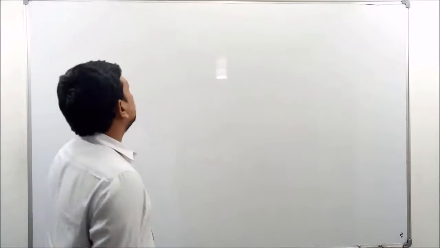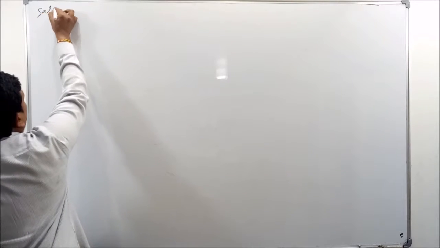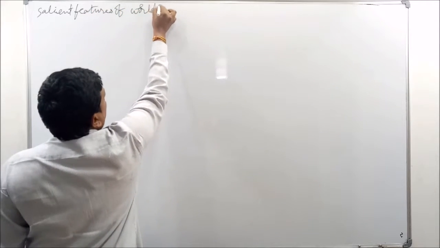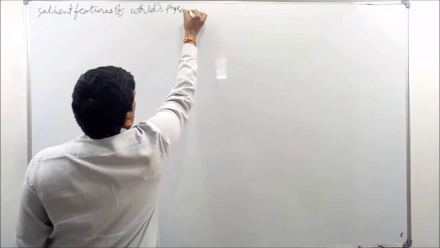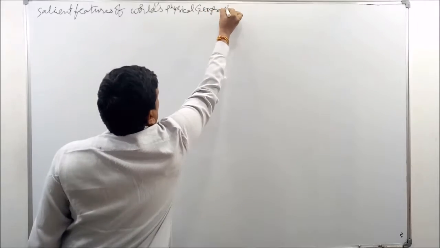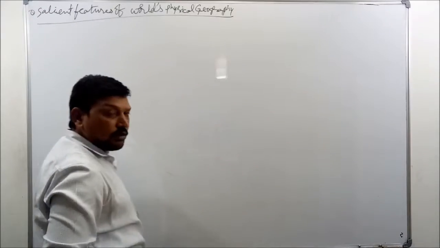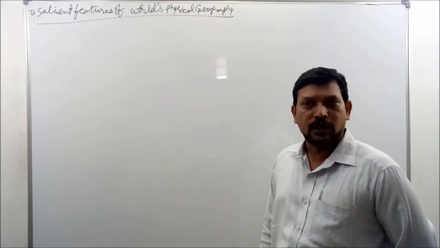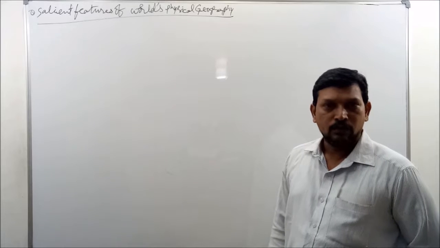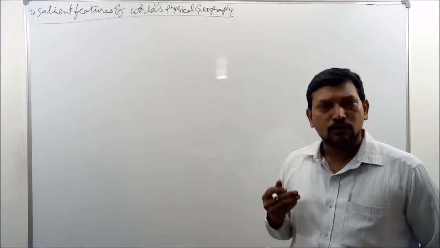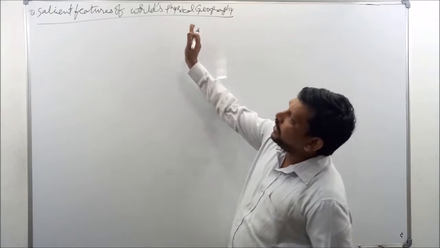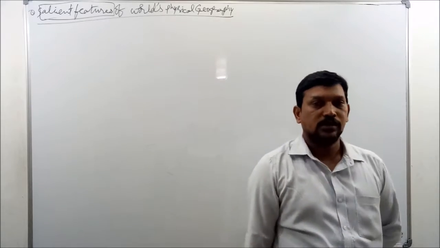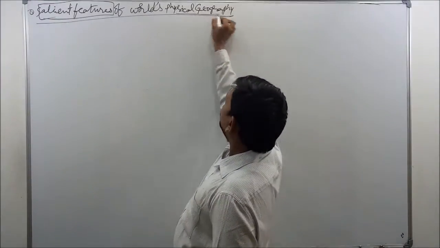See here, the first syllabus statement is salient features of world's physical geography. See, this is the line they gave in our syllabus. There are so many concepts in physical geography. It's a huge ocean-like discipline, ocean-like subject. As we move into the subject, many more concepts are there, but they asked to study only salient features. Here we have to stop. What are the salient features of physical geography?